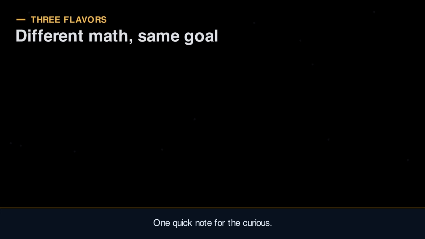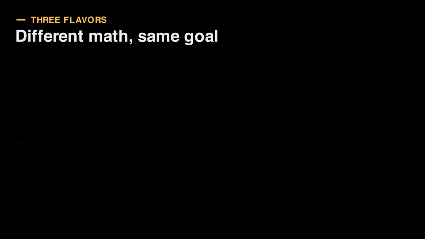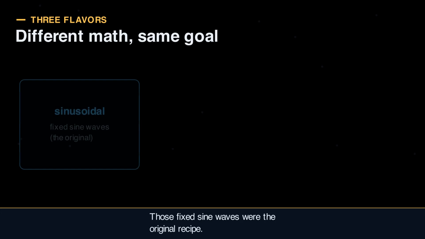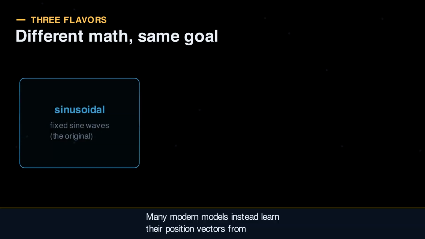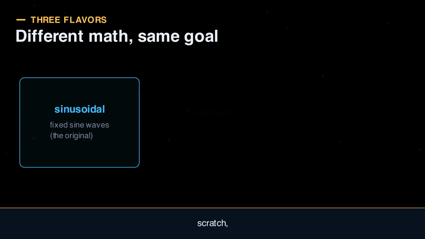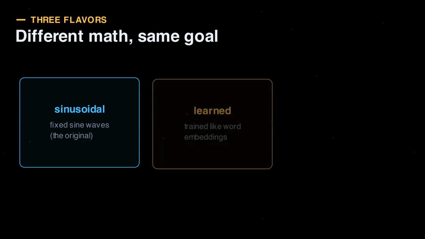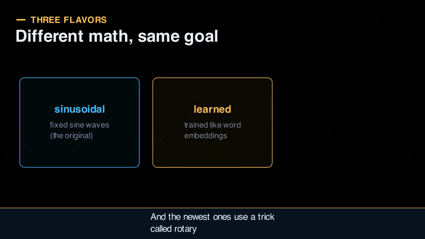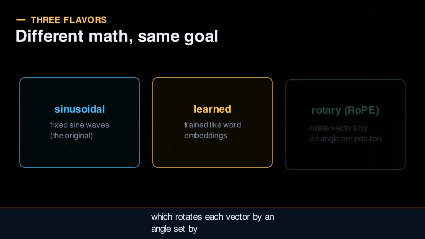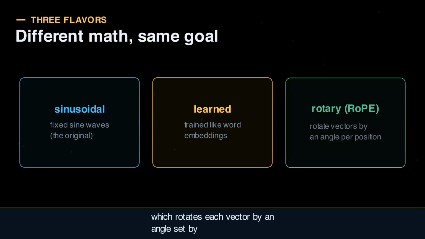One quick note for the curious. Those fixed sine waves were the original recipe. Many modern models instead learn their position vectors from scratch, just like word embeddings. And the newest ones use a trick called rotary embeddings, which rotates each vector by an angle set by its position. Different math, same goal: tell the model where each token sits.